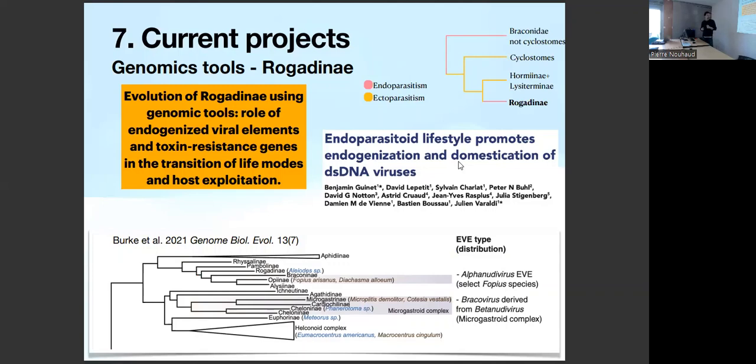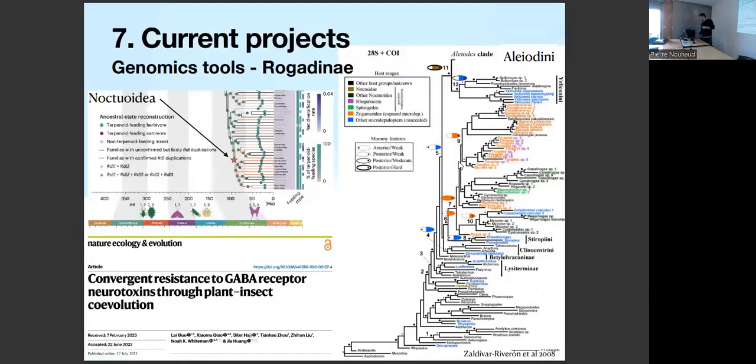And the second part of the same project is about something that I'm not really familiar with, but we are trying to explore the presence of toxin-resistant genes in the genome of the parasitoids. Why we thought about it is because there was a recent paper, also from last year, where they found the same mutations for toxin-resistant genes in the herbivores and in their predators.